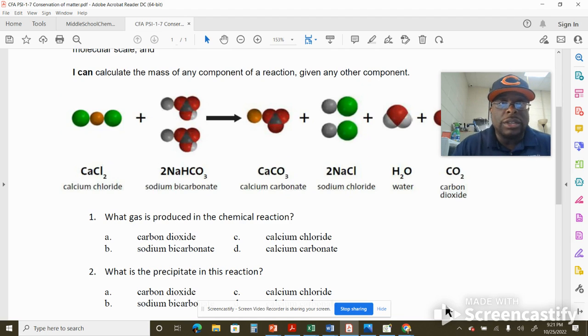That's stoichiometry. It's a big word. Stoichion means substance. Metry means to measure. A little Greek terminology there.